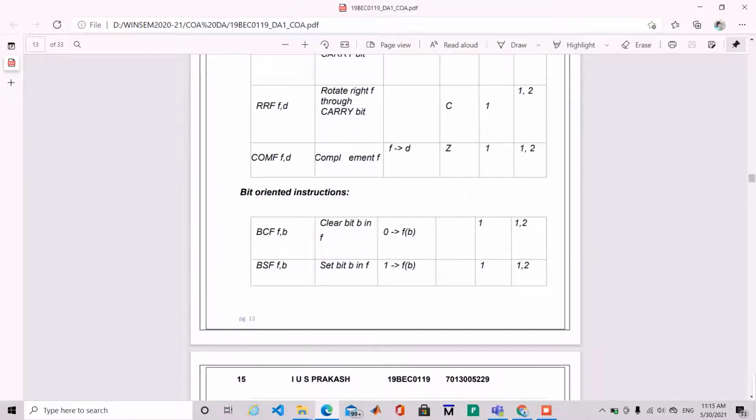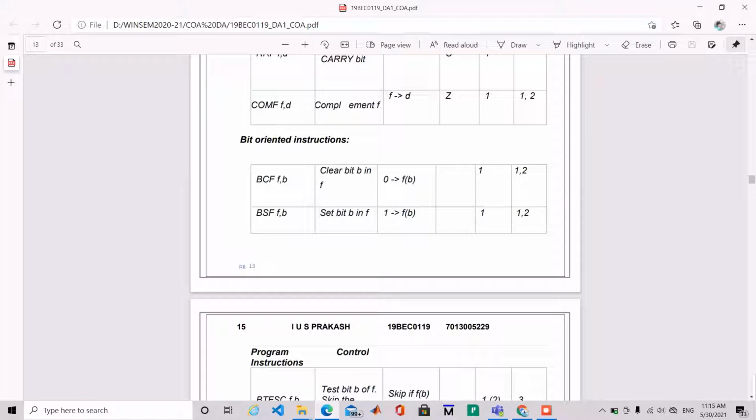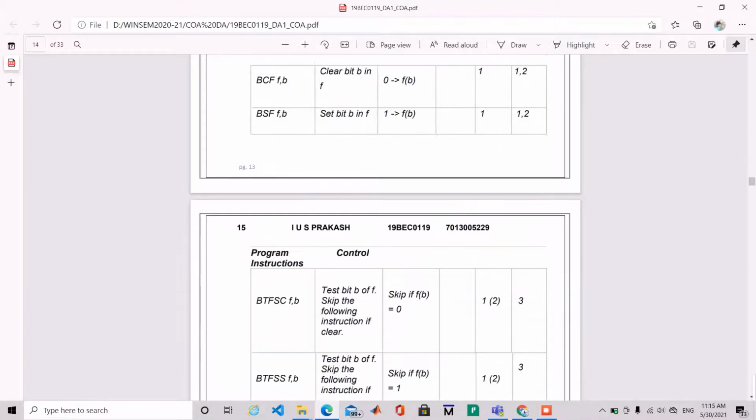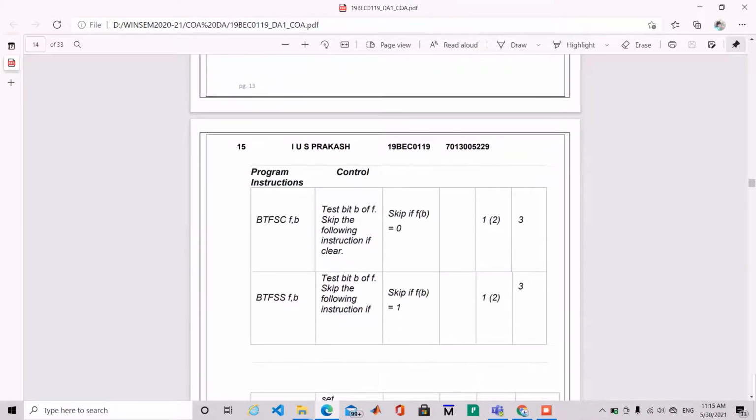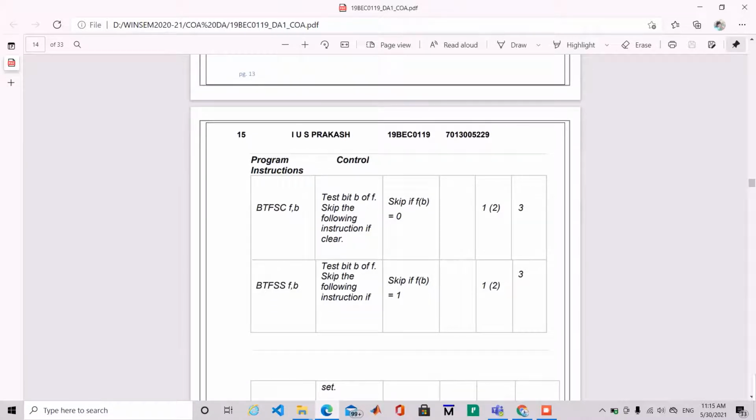And then the bit-oriented instructions are BCF F, B. It means clearing bit B in F. And then BSF F, B. It means setting the bit B in F. And then the program instructions. BTFSC F, B. It means testing bit B of F, and we can skip the following instruction if it was clear.